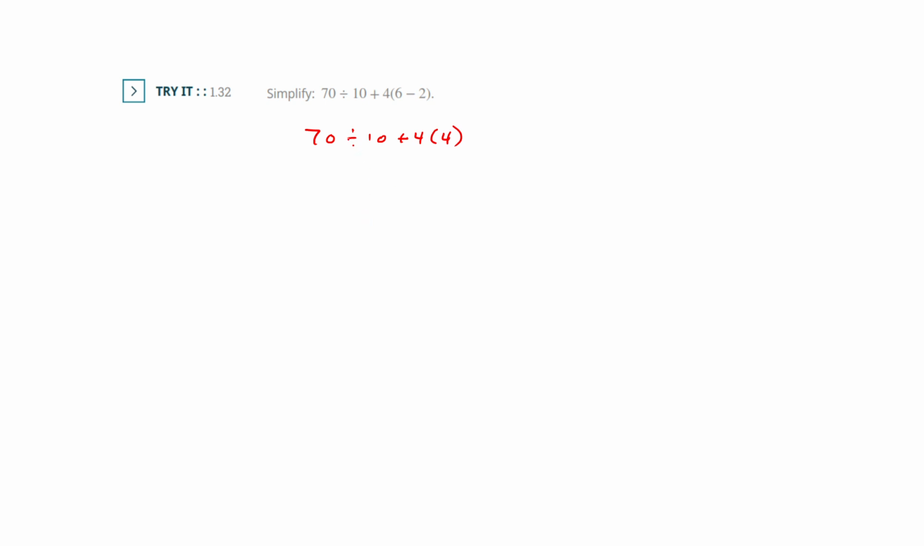Okay, now we've got division and multiplication next, but they're tied, so we're going to go left to right. 70 divided by 10 is 7. I'm going to just show you one step at a time so you don't make a mistake. All right, so now we have multiplication next. So over here is multiplication. Finally, we can add them up. We get 23.